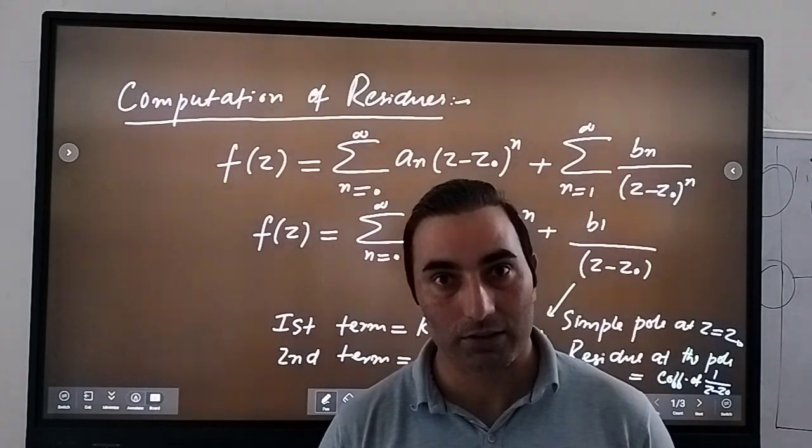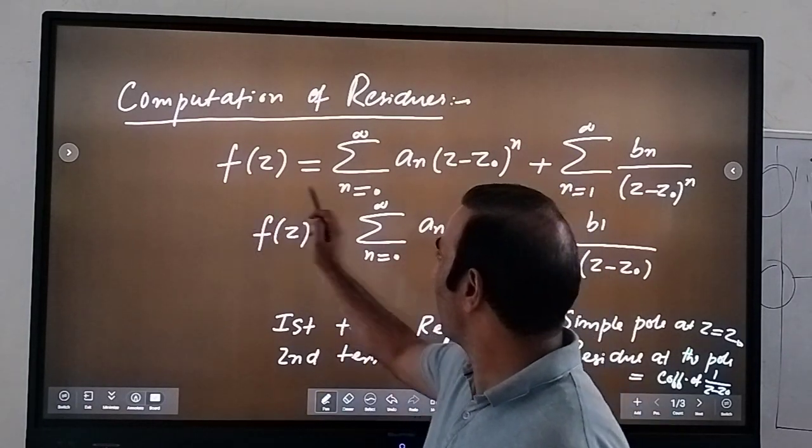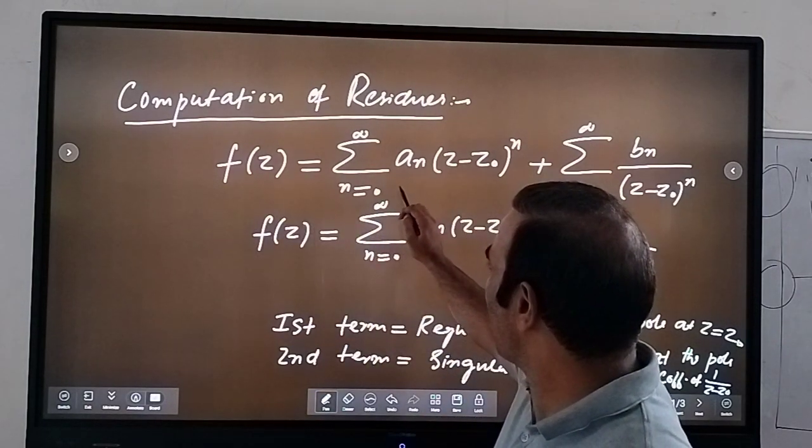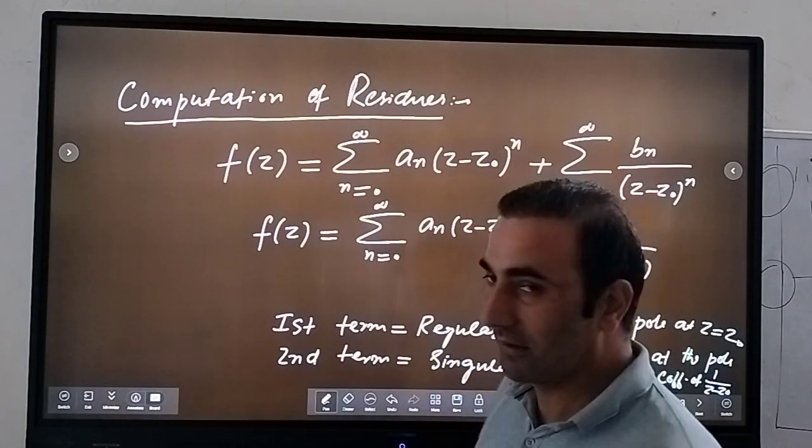that Laurent expansion, right? So if we have some function which is analytic, we can write that f of z will be equal to summation, n starts from 0 to infinity, this first series plus second one, right?